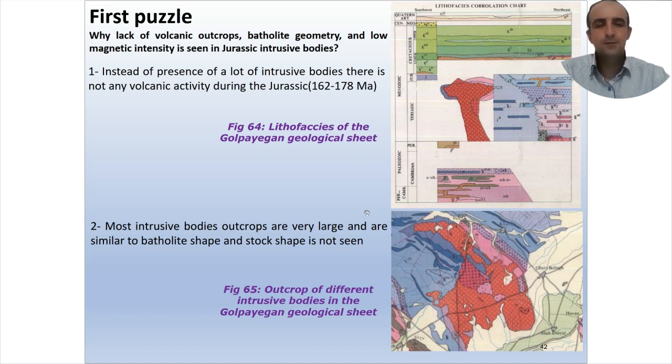And you can see these features resemble batholith geometry, and you can see how many intrusive bodies there are with a geometry that is very similar to batholith, and also we cannot see volcanic activity during the Jurassic. So please think about this.